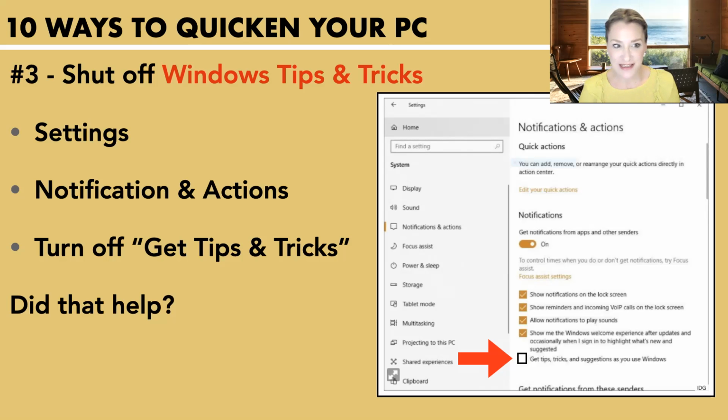You go to your settings, then you click on notification and actions. And then down below, you want to go ahead and turn off get tips and tricks. And then restart your computer. I'd like to know if that helped you with your PC speed.